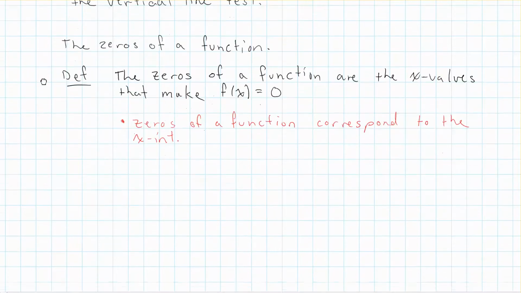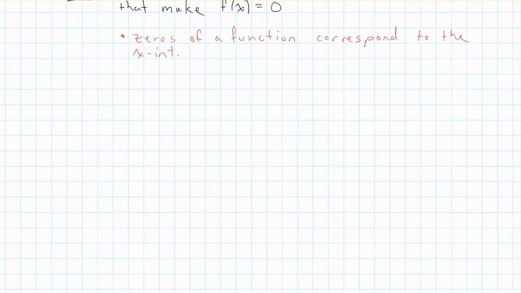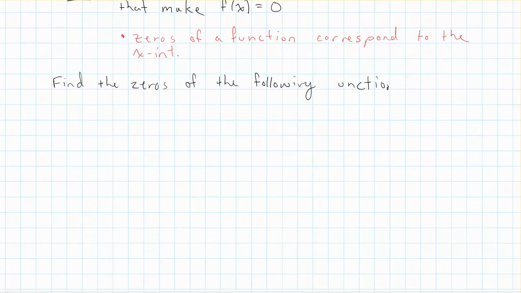Okay, so let us start here with, this is going to be the same for all of these examples: find the zeros of the following functions. Alright, so let's start with g of t is equal to the square root of t minus 25.